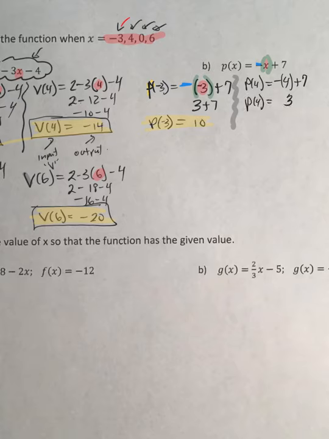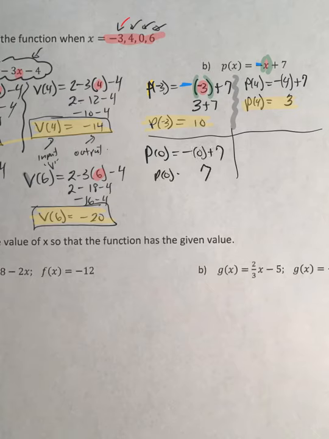That was an easy one. See what happens when we plug in 0. It's also an easy one. And what happens when we plug 6 in?